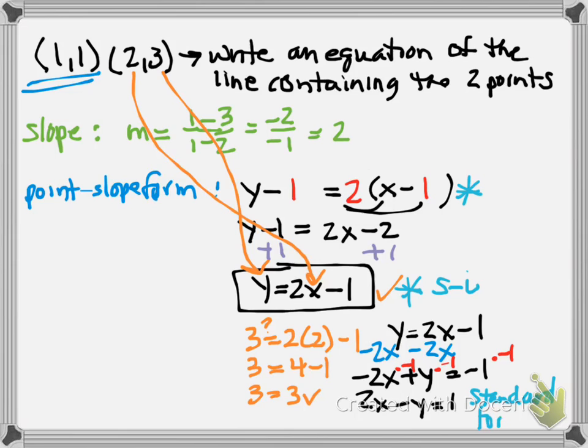So again, there's no way to take your given information and stick the numbers into standard form. You actually have to have it in one of the other 2 forms, either slope-intercept or point-slope form, and then solve it into standard form. Okay, so make sure that you know the criteria for standard form. All right, that's it.